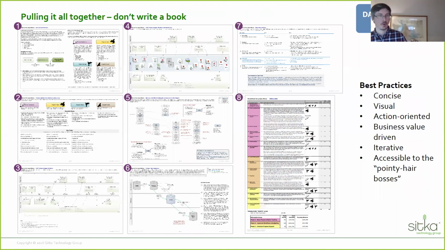So here's a completed one. The example here is the Bureau of Reclamation example, and this is what we produced for them during our data diagnostic. And you can see we kept it very high level, very visual, and you can recognize some of these elements from the techniques that we explored here.